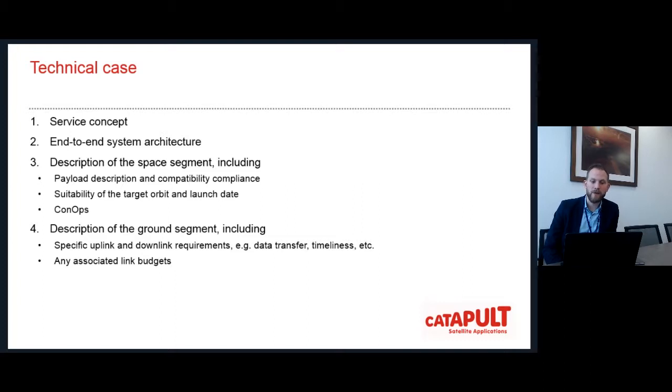The second element is the end-to-end system architecture. As I said previously, this is actually one of the most important elements. The space segment is a critical enabler, but we need to see how that's going to fit into the entire service or the complete service offering. And really that comes back to where the operator, the service provider, the payload provider, and the end user fit in. The guidance we give is that a fairly comprehensive block diagram is probably sufficient in terms of how that all fits together and where the space segment fits in with that as an architecture.